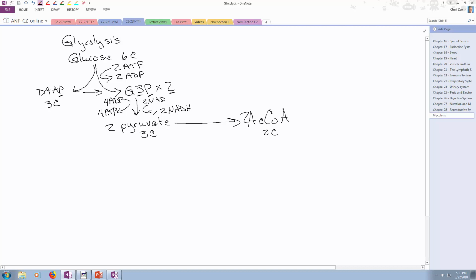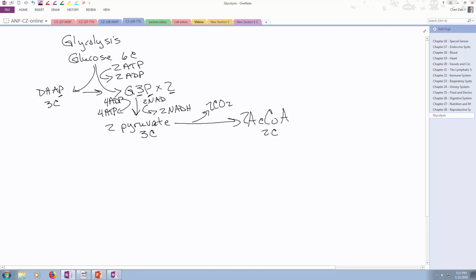And when we go from a higher number of carbons to a lower number of carbons, the way we do this is by producing carbon dioxide. So this process is going to give us CO2. How many CO2s are we going to get from this process? 2.